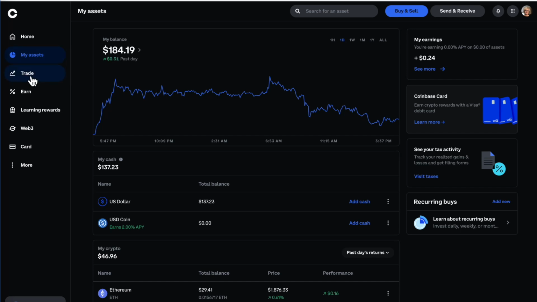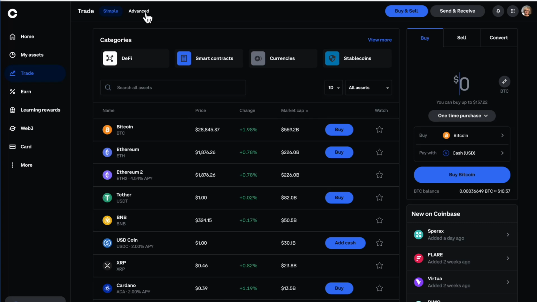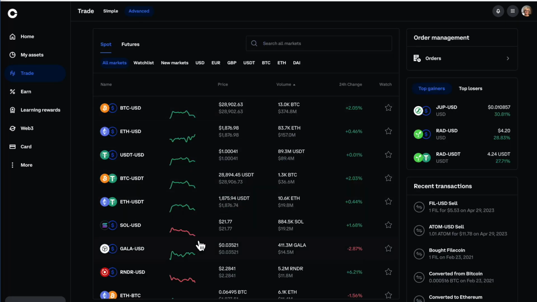So just to explain at this point, currently Coinbase has integrated what was formerly referred to as Coinbase Pro, and you can access it here. You click on trade. You see there's simple and advanced. If you click on advanced, this would be what was formerly referred to as Coinbase Pro. We'll go into that more later.